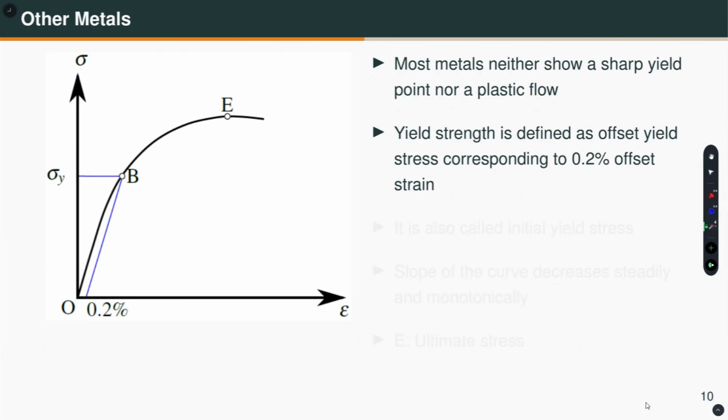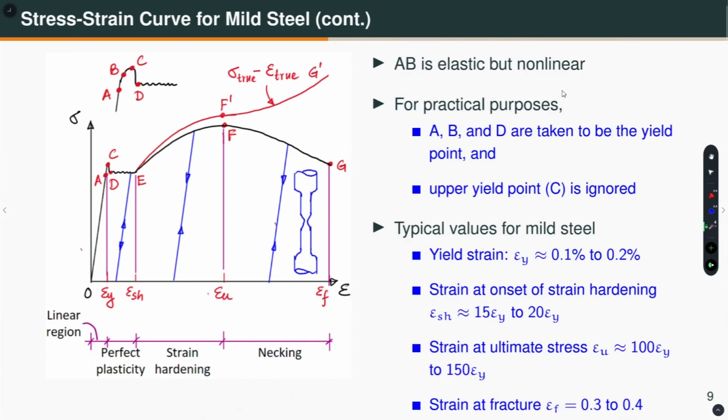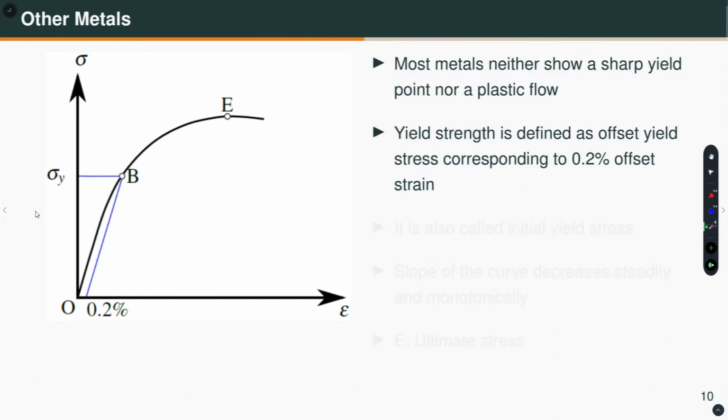Okay. Other metals, unlike mild steel, do not show a sharp yield point and nor a plastic flow. What is plastic flow? Well, this region is also called plastic flow, where the material continues to deform without any change in stress. Okay. So, most metals neither show a sharp yield point nor a plastic flow, and the stress strain response looks something like this.